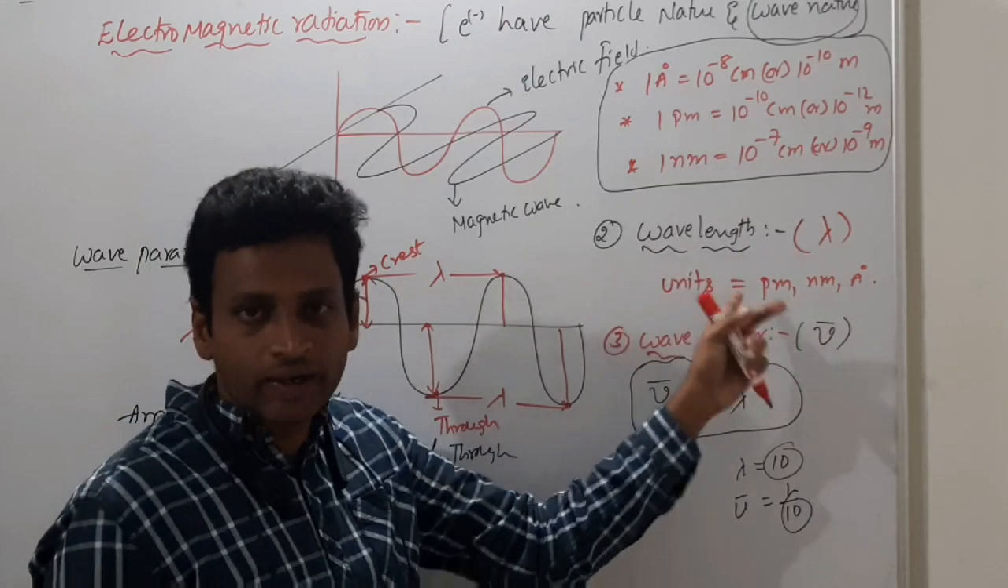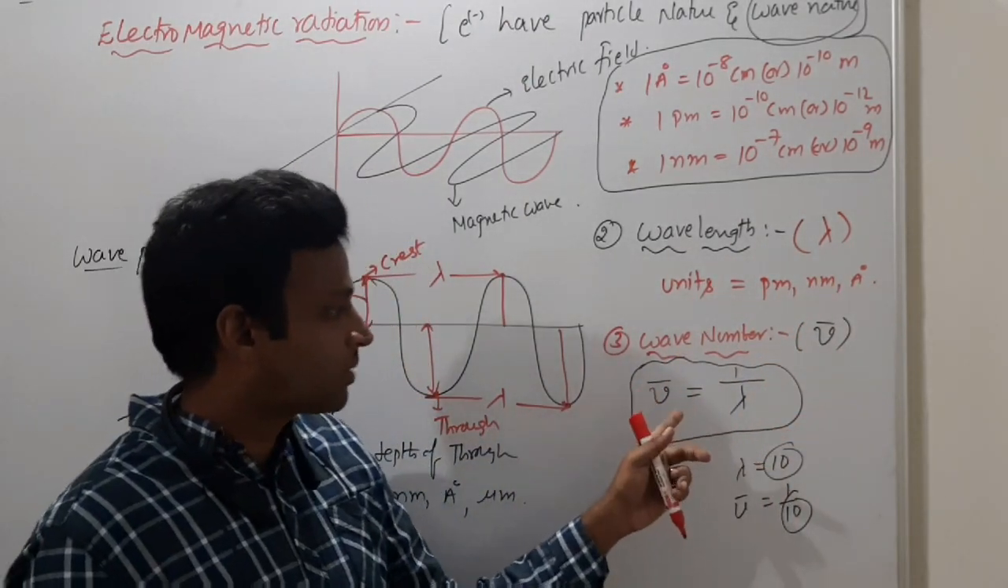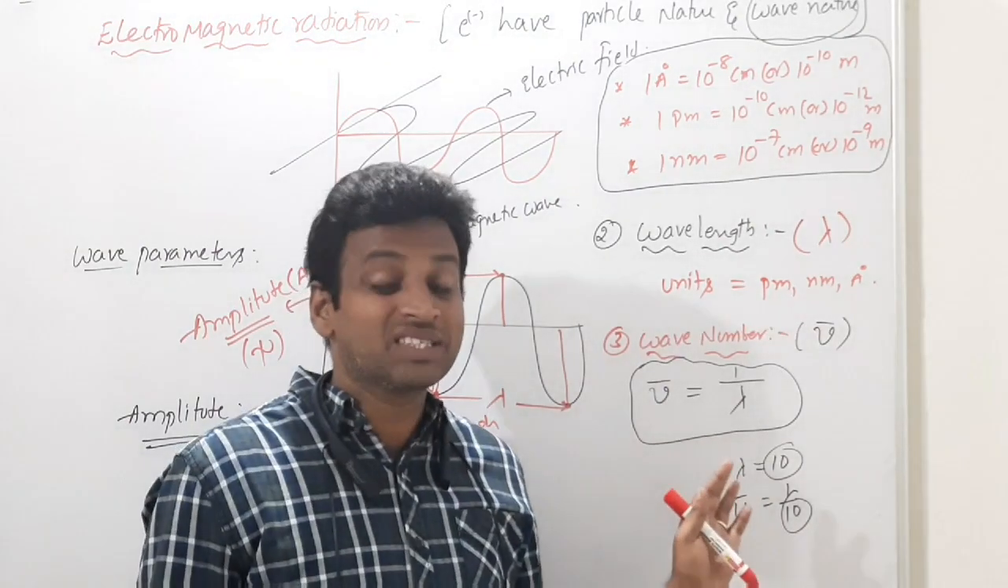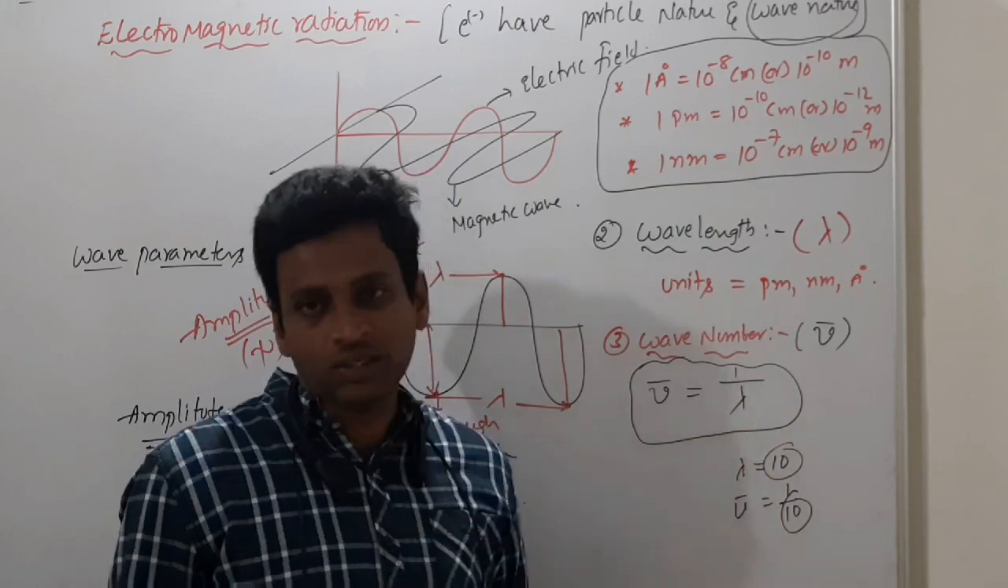Wavelength: you have to write the definition. The distance between two successive crests or troughs. Wave number: you have to write that too. Wave number is the reciprocal of the wavelength.